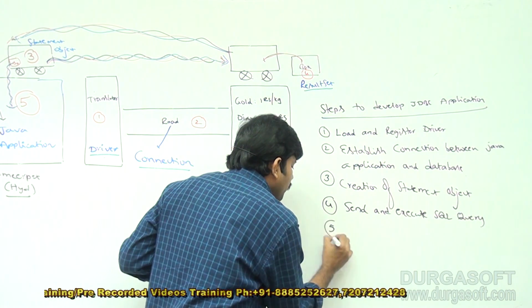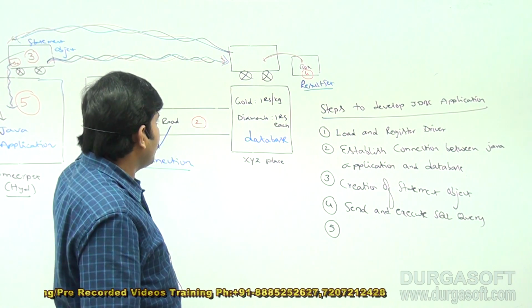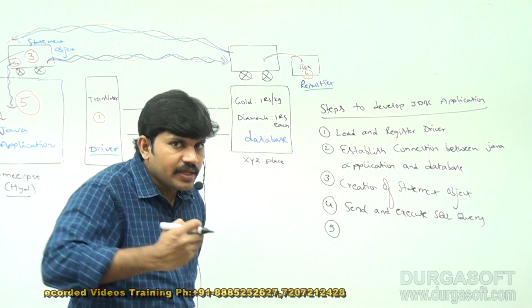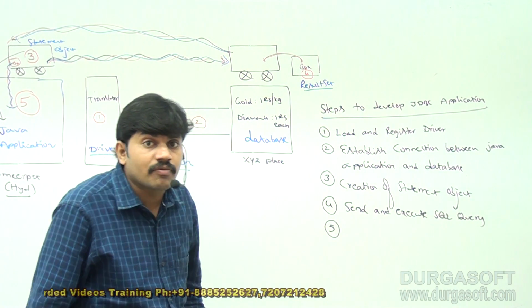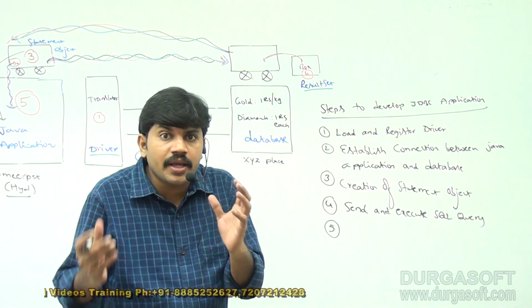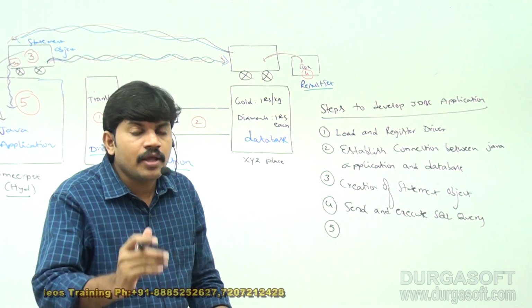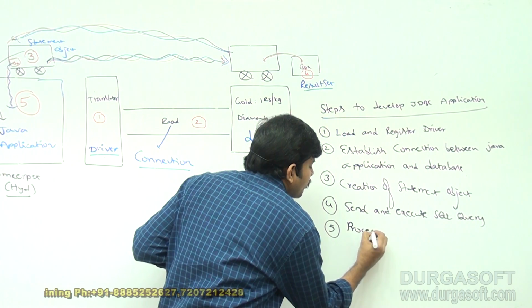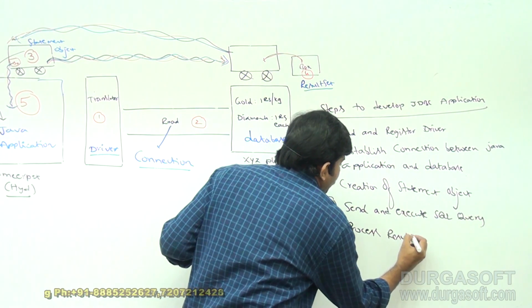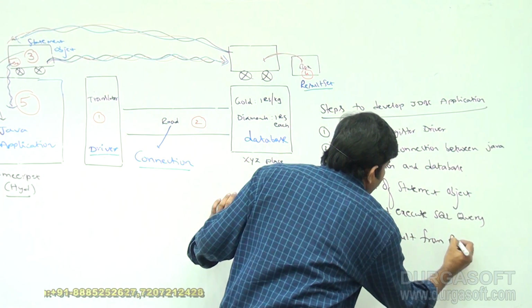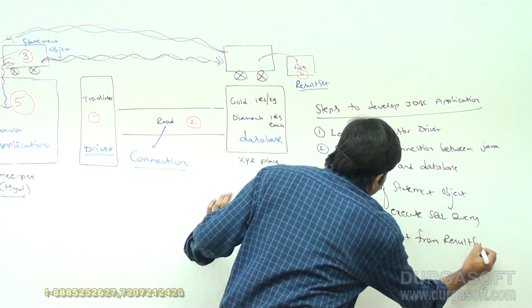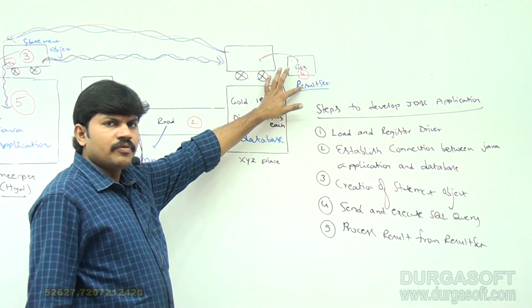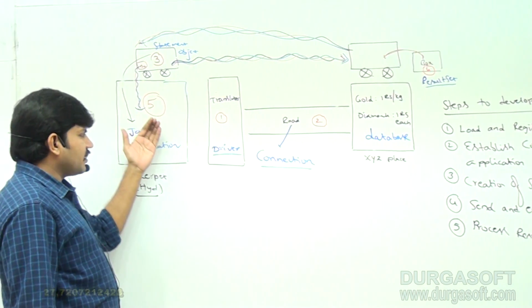Okay, this is the fourth one, right? I have to send and execute the SQL query. Once I send and execute the SQL query, then I will get what? A result set, which contains results from the database. Then, process results from the result set. Here I will get the result set, and from the result set, I am able to get the data.